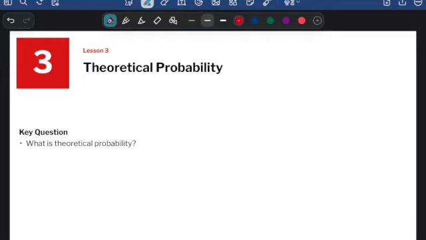Today we're going to cover Eureka Squared, Math 7 and 8, Module 6, Lesson 3, Theoretical Probability. In the previous lessons, we practiced chance experiments and figuring out the empirical or experimental probability. And today we're going to talk about what theoretical probability is and how we calculate it from a chance event.